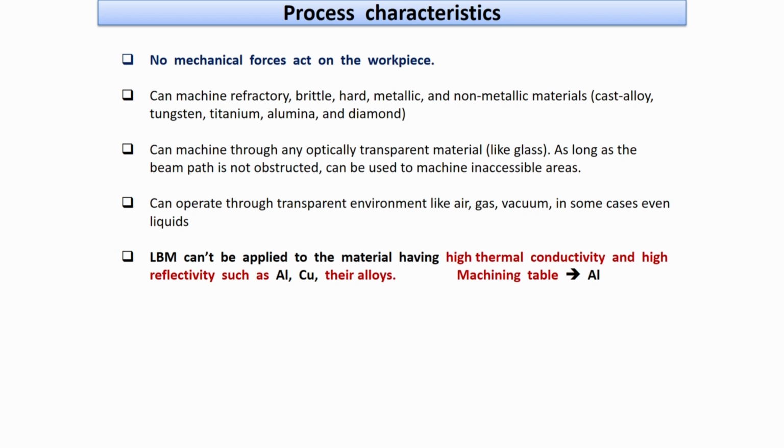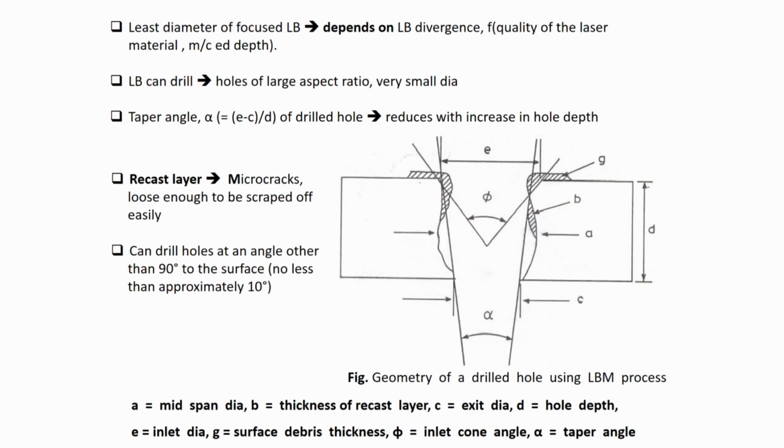One disadvantage is that this laser beam cannot be applied for material having high thermal conductivity and high reflectivity. Like aluminum and copper, these two materials have high thermal conductivity and high reflectivity. So that's why machining of these two materials is difficult by the laser beam machining process. That's why most of these laser beam machining tables are actually made up of aluminum.